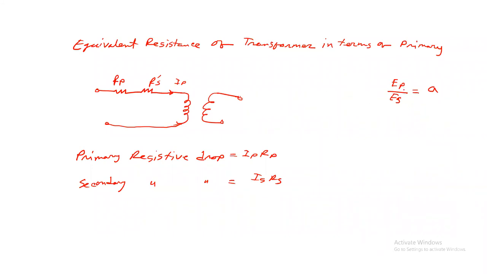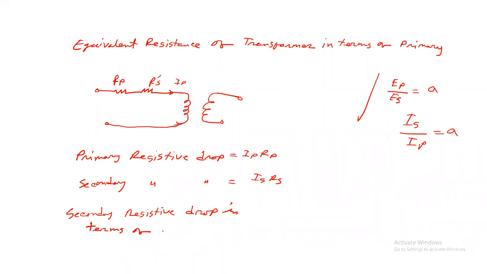So these are the primary voltage and secondary voltage. Primary voltage by secondary voltage is equal to A, and our other law, IS by IP is equal to A. Okay, so our secondary resistive drop in terms of primary.